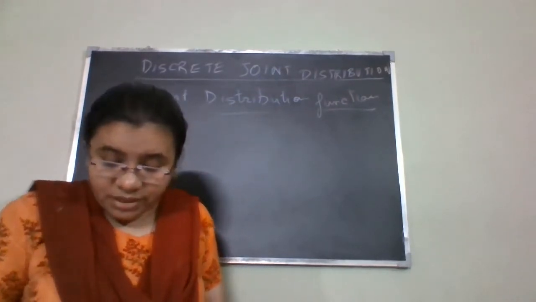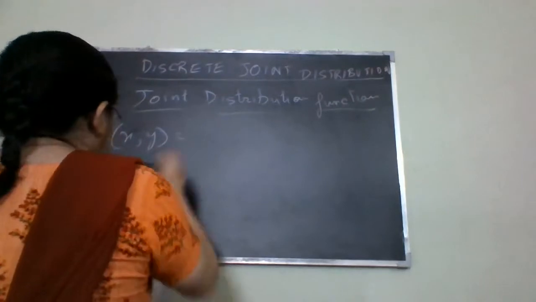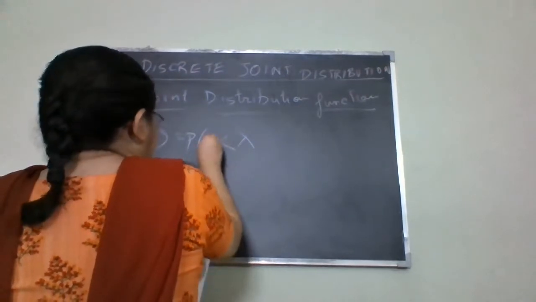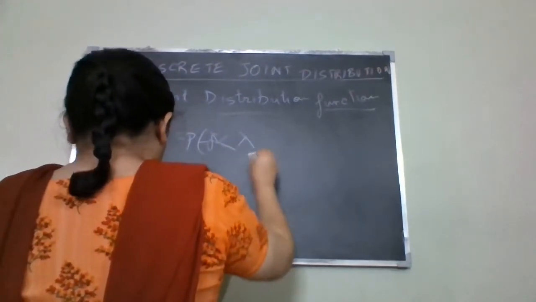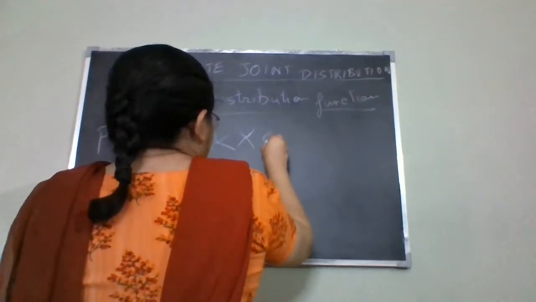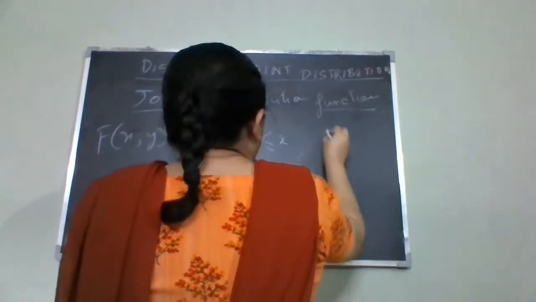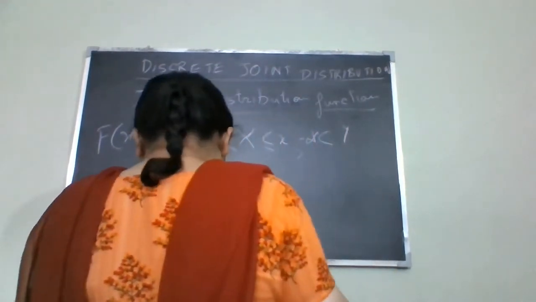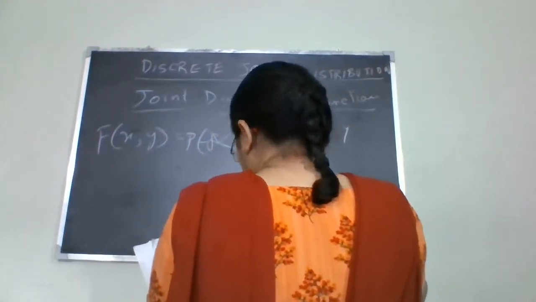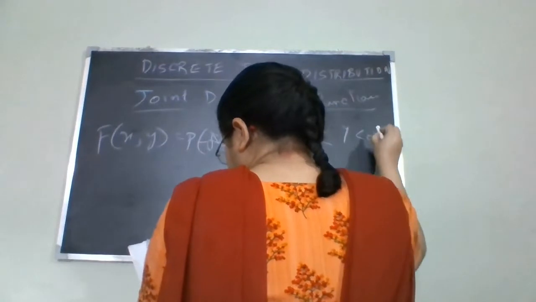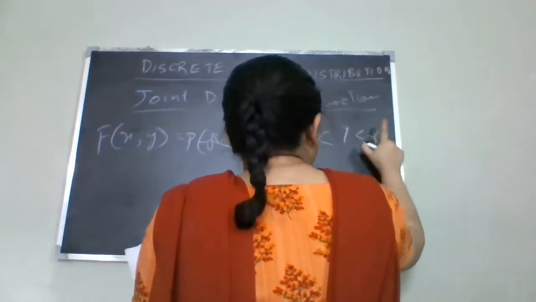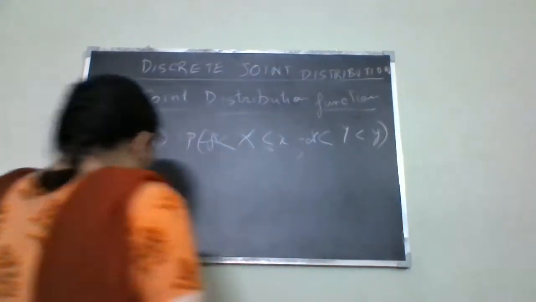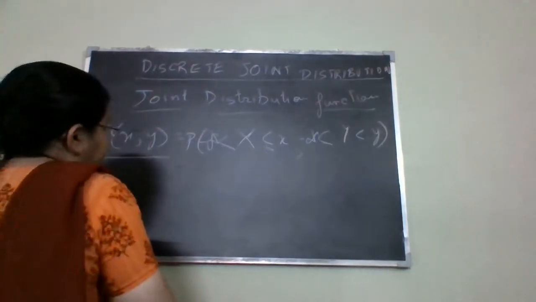This F(x,y) is equal to, please follow this thing very carefully, P of capital X greater than minus infinity and less than equal to x, comma, capital Y again greater than minus infinity and less than equal to y. Okay, this is infinity. So please study this thing.